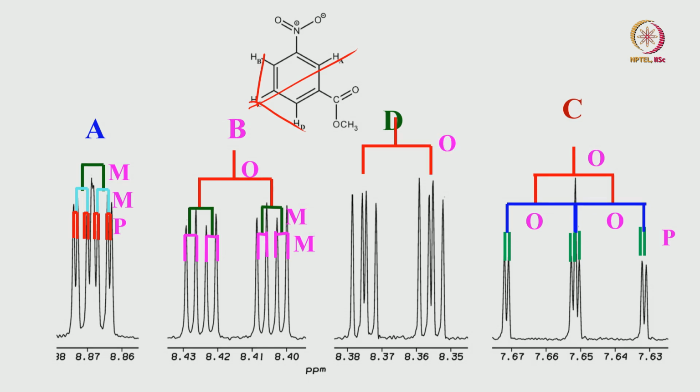Go to D. What pattern do you expect for D? One ortho, one meta, and another meta. So, one ortho coupling is a large splitting, and two meta couplings are there, which split like this. So, it is going to be an 8-line pattern. Meta couplings are different. Fantastic.